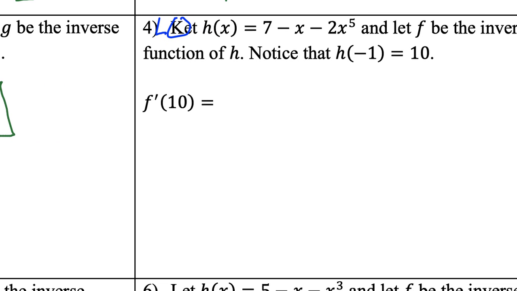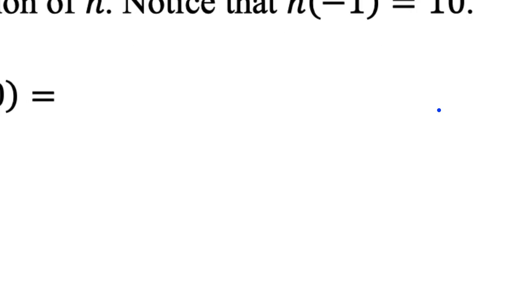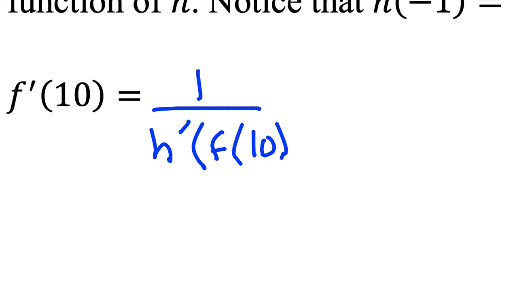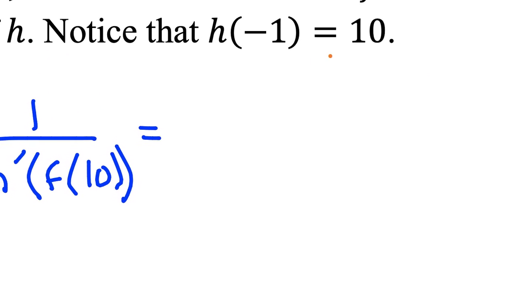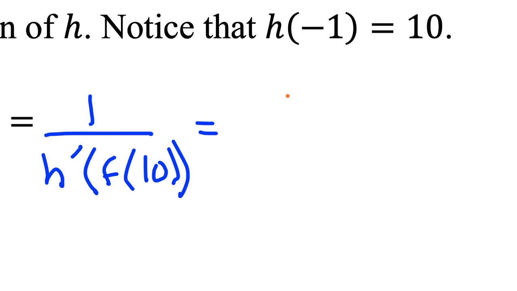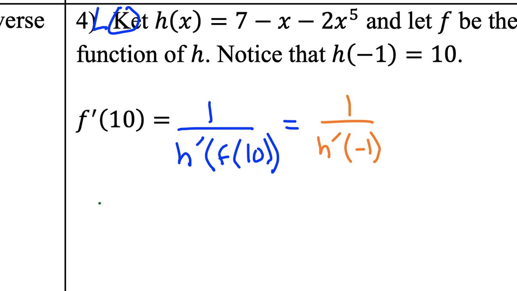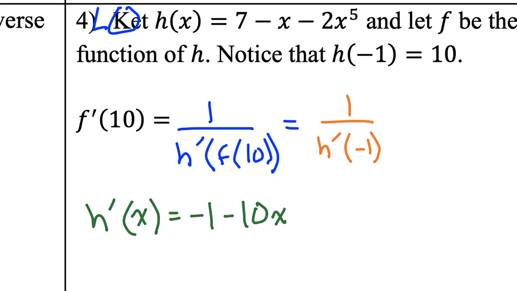Number 4, try writing your formula using f and h. So this must be 1 over h prime of f of 10. That is now going to be equal, f of 10, you can probably see it by now, I'm going to stop writing it, it's -1. This is now 1 over h prime of -1. And then from here I need to figure out what h prime is. Well, h is right there, let me zoom out so I can see it all in the same frame. h prime of x is equal to -1 minus 10x to the power of 4.